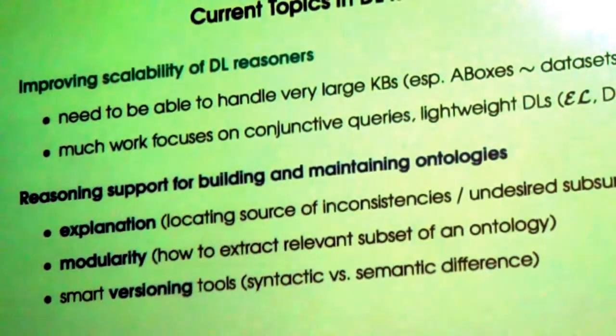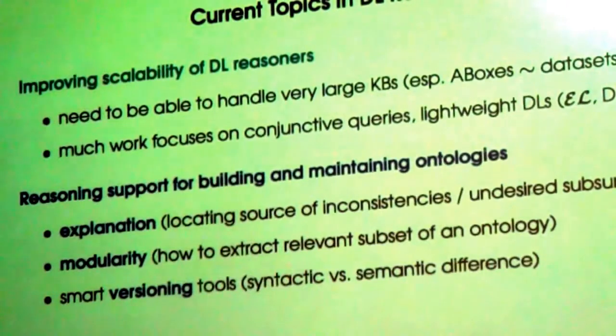Modularity. The idea is that people spend a lot of time building, say, SNOMED. What happens if in my application I don't need SNOMED, but I need a little piece of it? I want to reuse parts of existing ontologies. How do I do it? How do I automatically pick out the relevant portion of an ontology for my application?